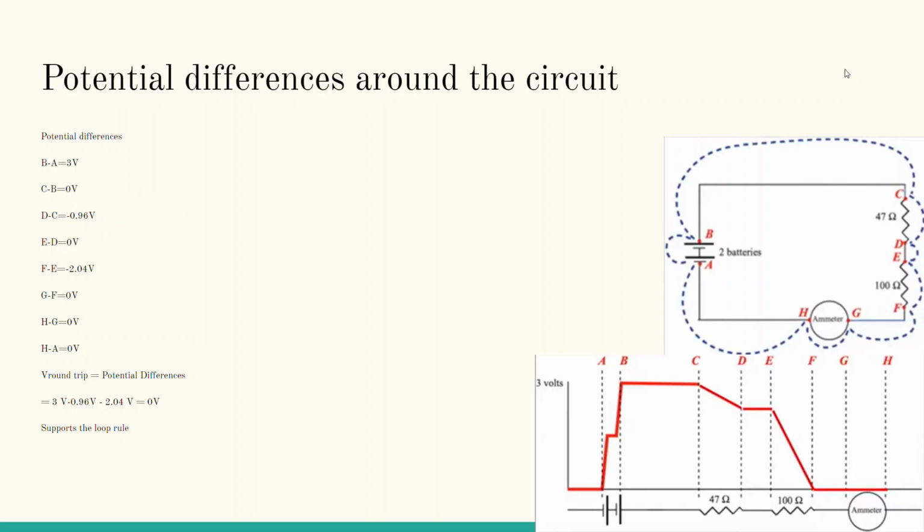So for this, we are showing the potential differences around the circuit. On the right, you can see a picture of the circuit and the different points. On the left, you can see the values for each one of those points. And to find the change in the potential difference in the round trip, you just add up all the values together, which gives you 0 volts, which supports the loop rule.